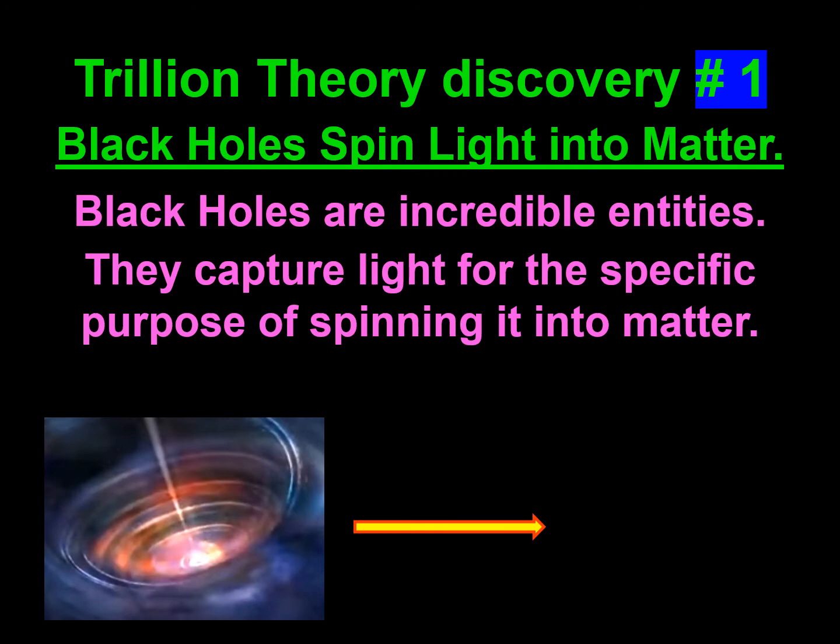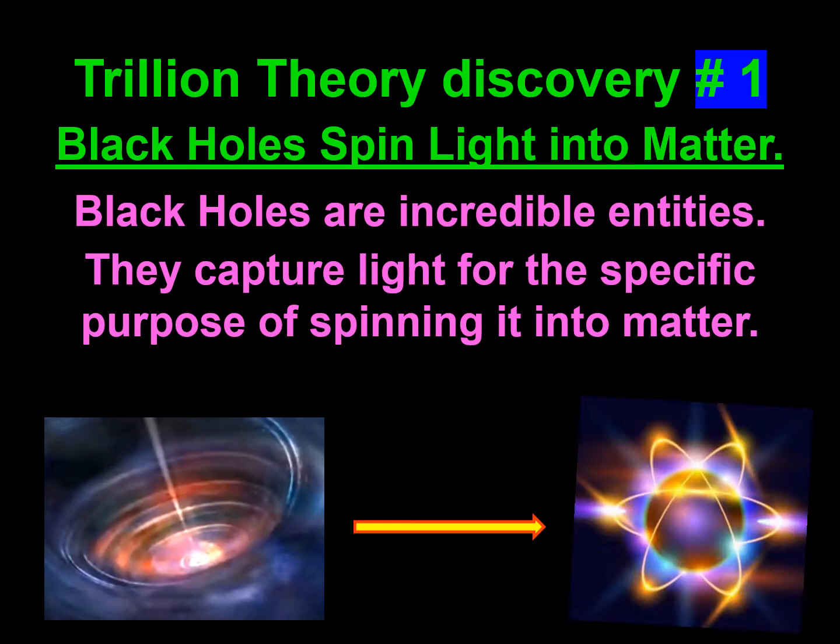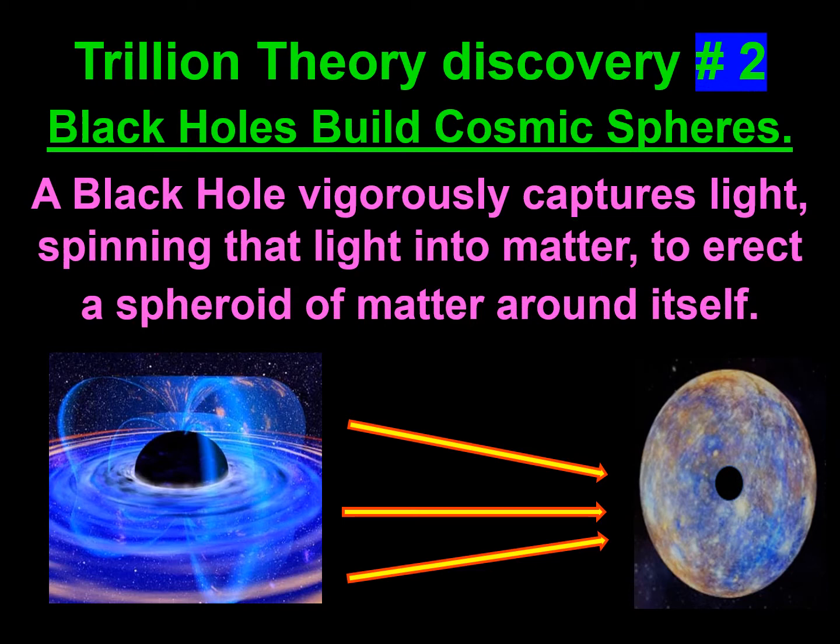Trillium Theory, discovery number one. Black holes spin light into matter. Black holes are incredible entities. They capture light for the specific purpose of spinning it into matter. Discovery number two. Black holes build cosmic spheres. A black hole vigorously captures light, spinning that light into matter to erect a spheroid of matter around itself.